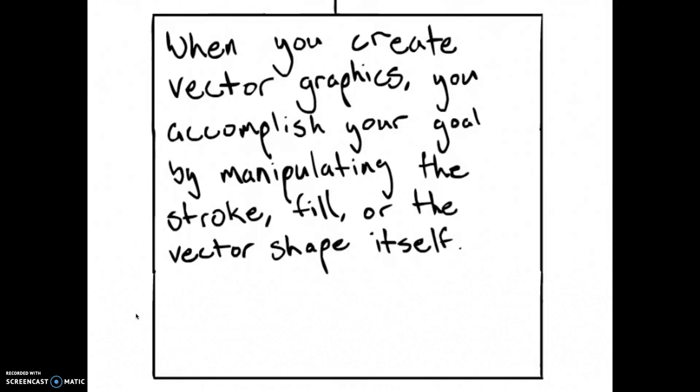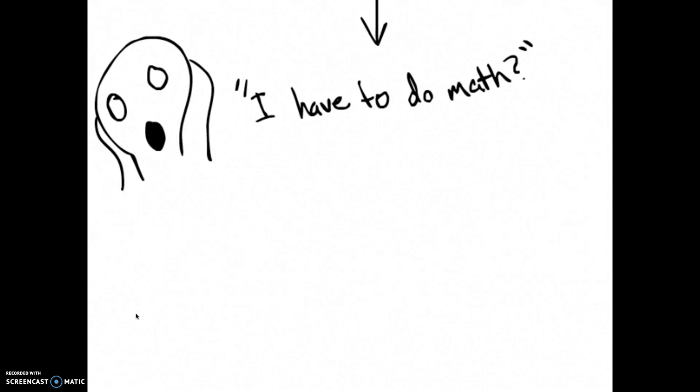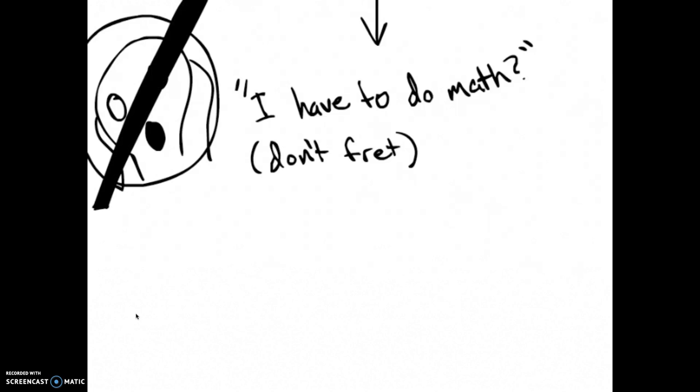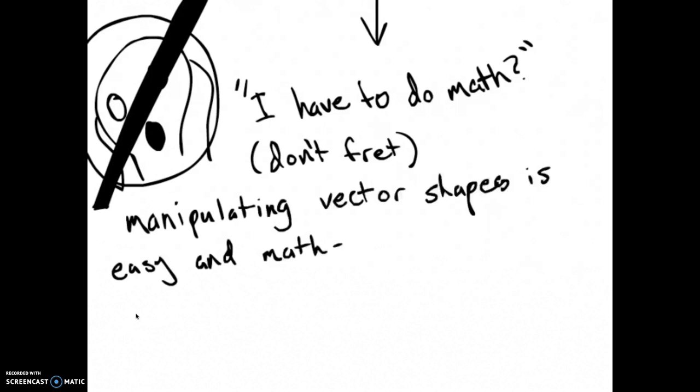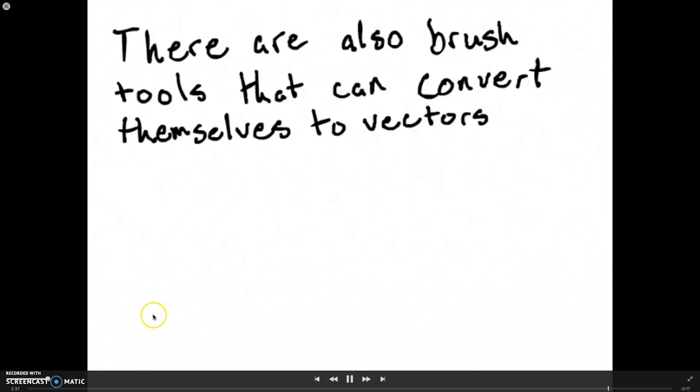So you may be asking right about now, if vectors are based on algorithms, does that mean that I have to do math to use them? Well, thanks to Pierre, the answer is no. Manipulating vector shapes is easy and completely math-free. There's also brush and pencil tools which can turn natural strokes into vector shapes.